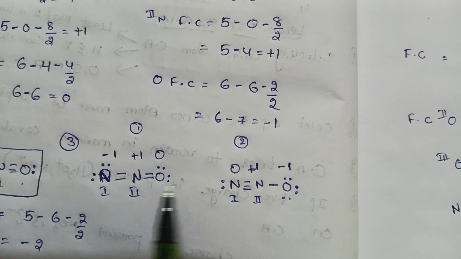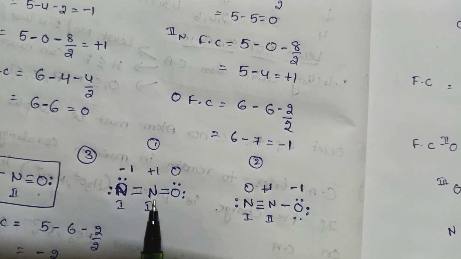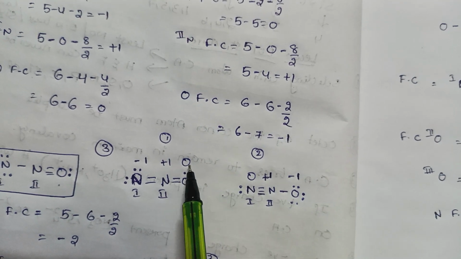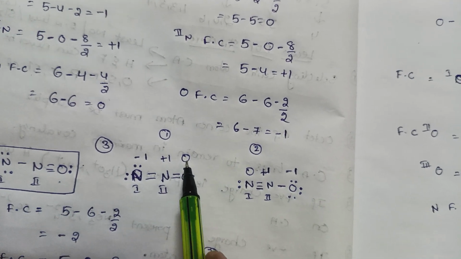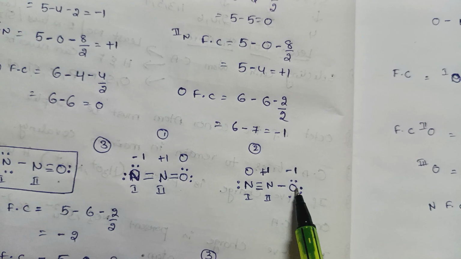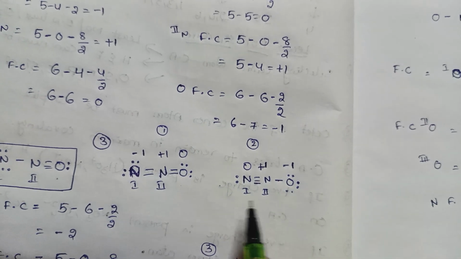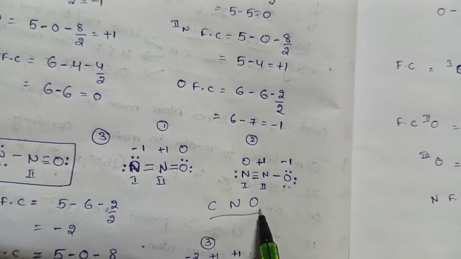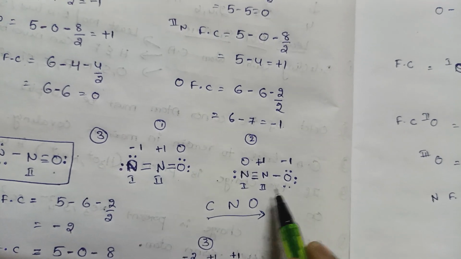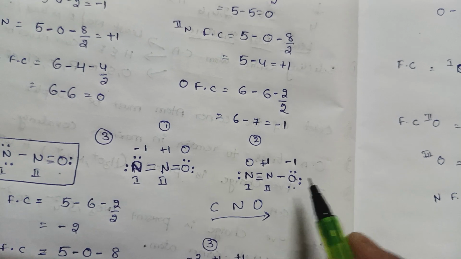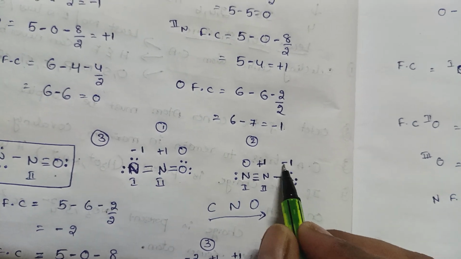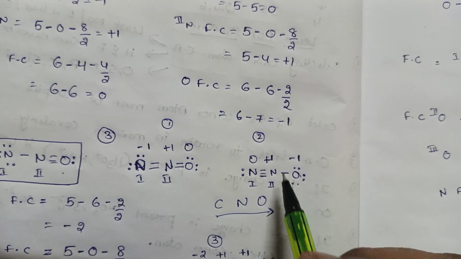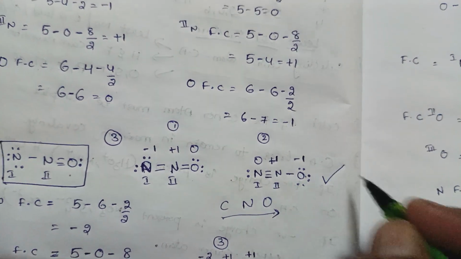Now if you observe between the two possible structures of N2O, here the formal charge for oxygen we got is 0. Here the formal charge for oxygen is minus 1. Carbon, nitrogen, oxygen: electronegativity increases from left to right. Oxygen is more electronegative. So the structure where oxygen has a plus 1 charge is the best Lewis structure for N2O. Okay.